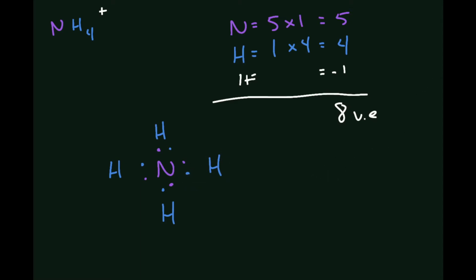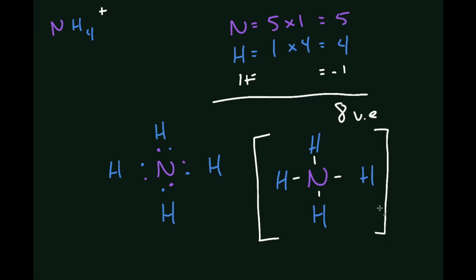So the way we write this, we're going to write it as N surrounded by hydrogen atoms. So don't forget, since it's a polyatomic ion, we're going to surround it in brackets, and it's going to have a positive charge. Here's an example with hypochlorite, so that's ClO-.